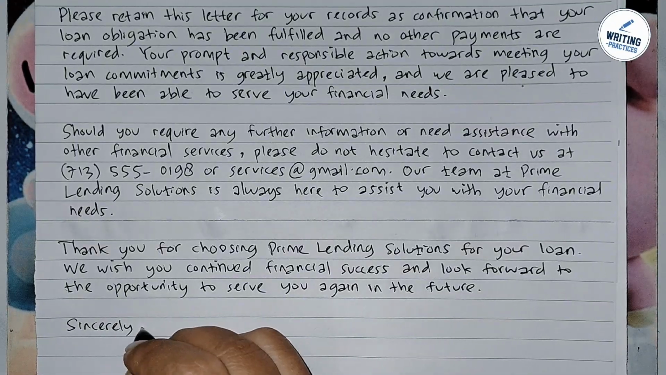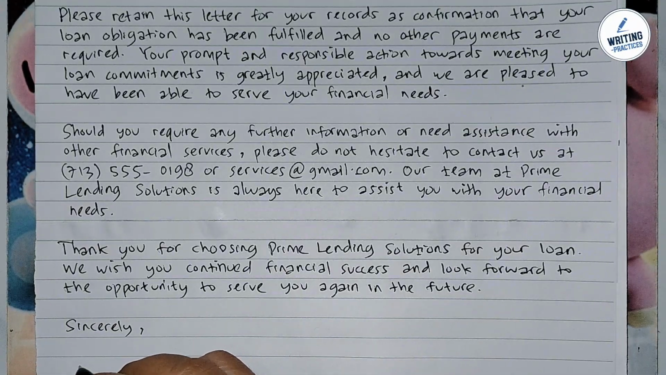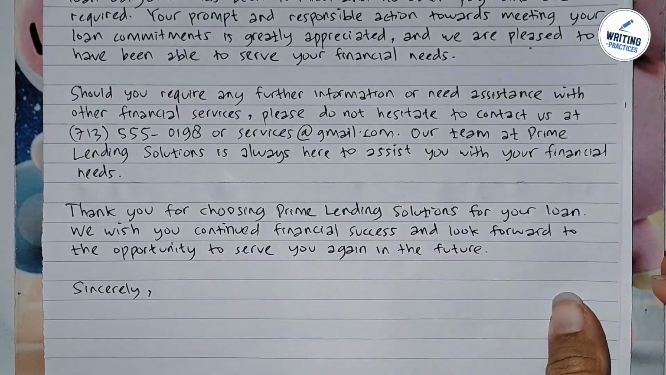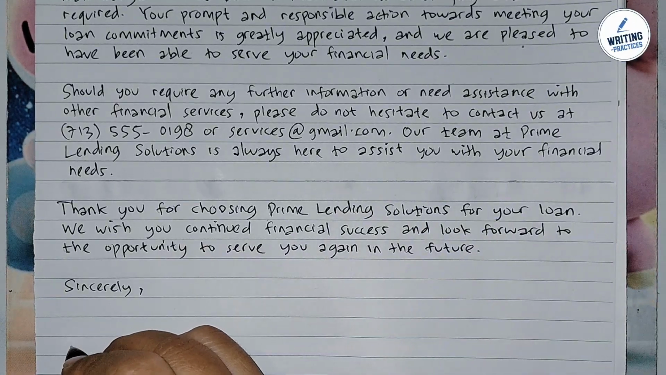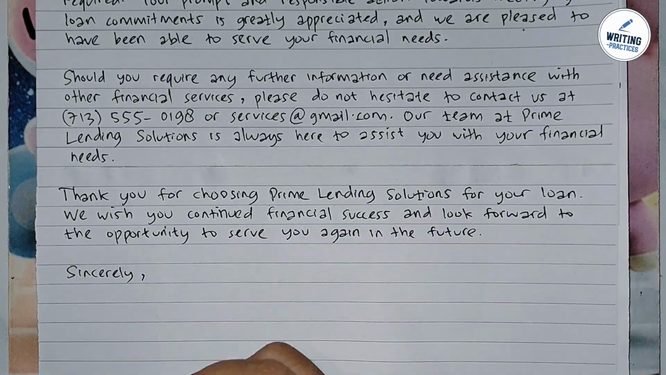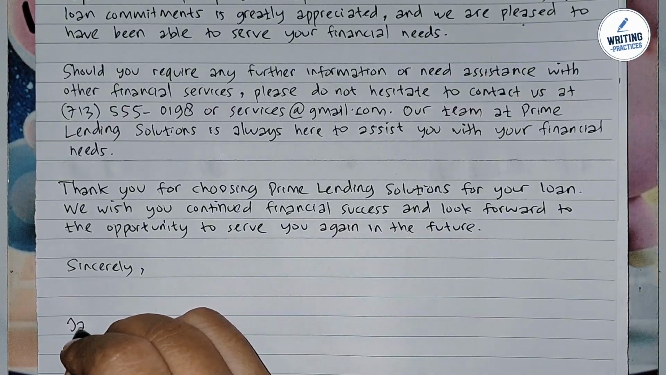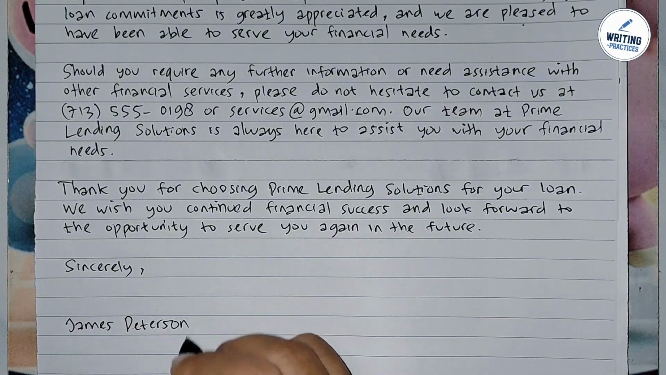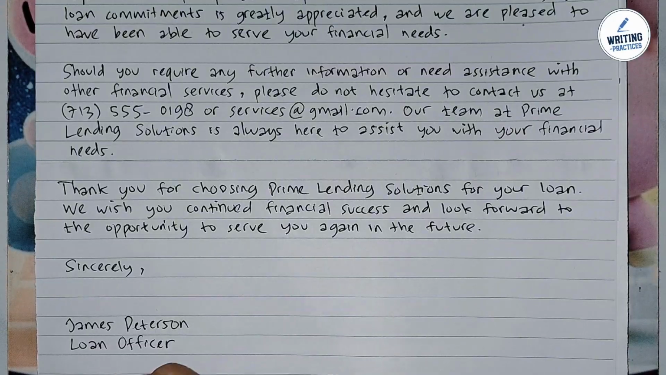And finally, you can close the letter with Sincerely. Add your signature, and under it, write your full name. Write also your occupation in the company. And write the company name as well. So, that's how you write a loan payoff letter step by step.